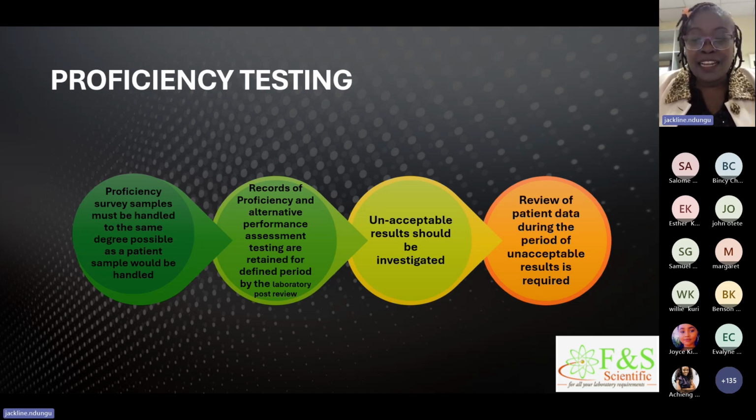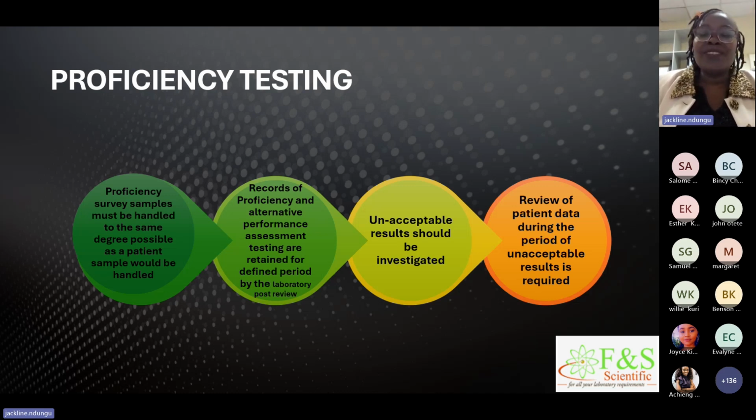If we failed in our IQC, we failed in our EQA, how are our patients? So if you look at all that, you also need to look at your patient testing at that point. Did we report patient testing with this failed IQC, EQA? So you review all that.